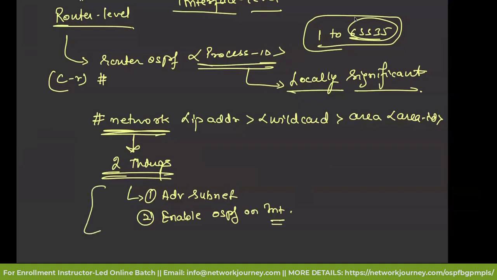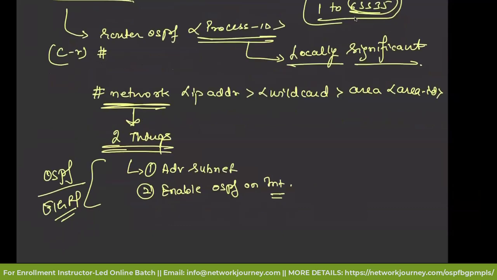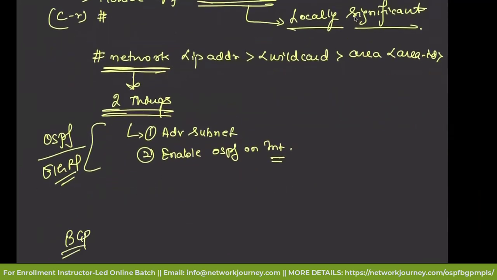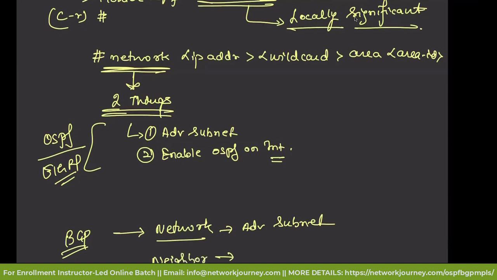This thing happens in OSPF as well as EIGRP. But you guys know that in BGP, that does not happen. The network command in BGP is only going to advertise the subnet. For neighborship, or to enable BGP on a particular interface, what do you need? The neighbor command. So BGP has a different mechanism. OSPF and EIGRP have a different mechanism, okay?